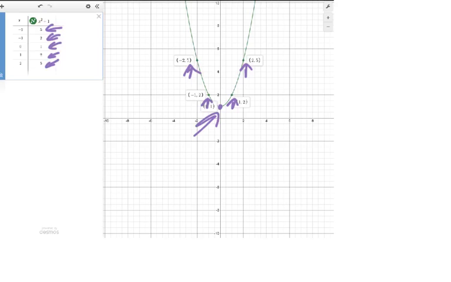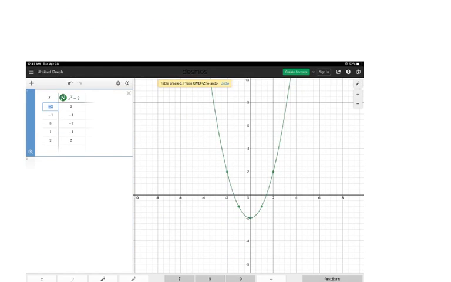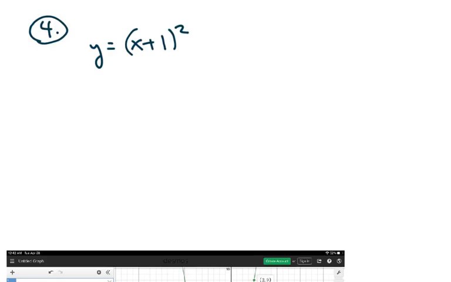Moving on. We have y equals x squared minus 2. So it would follow that what would happen? I'm hoping that you would say the graph would shift down 2, right? Because if plus 1 shifts it up 1, then minus 2 is going to shift it down 2. And we can see pictorially, or visually, that all of these values are shifting down. So I hope that makes sense. Let's move on to the next one.